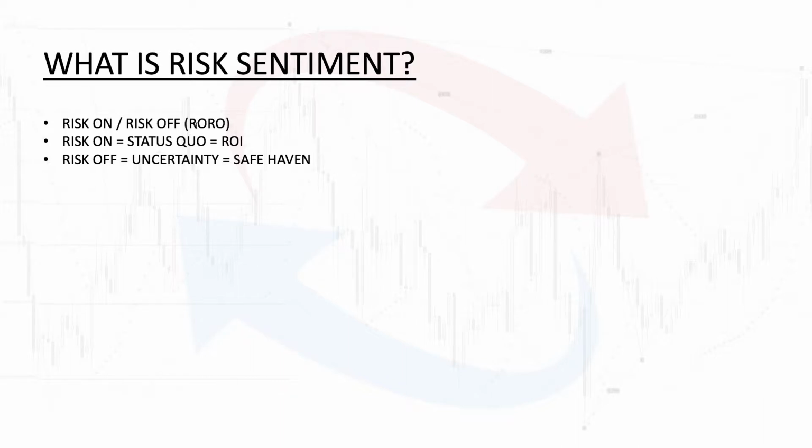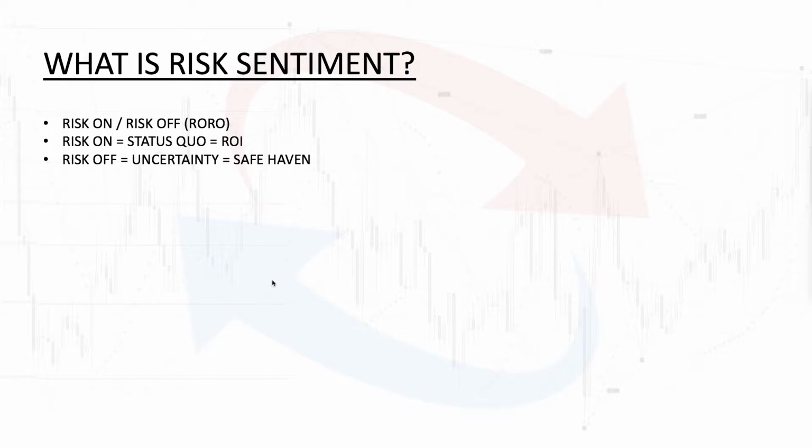Risk on, risk off, which is also known as RORO investing, is where, let me put it this way, risk on is where we have the status quo and traders are looking for a return on investment. Basically, everything is fine in the world, and traders are looking for a higher return and are willing to take more gambles with their money. So they'll put it in higher yielding assets. A higher yielding asset in the Forex world would be a currency that gives a higher return, or has a higher interest rate.